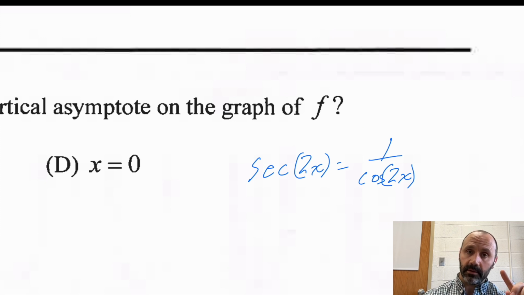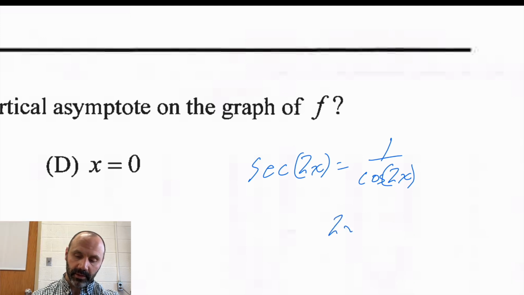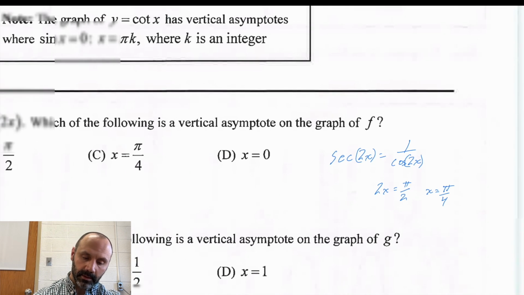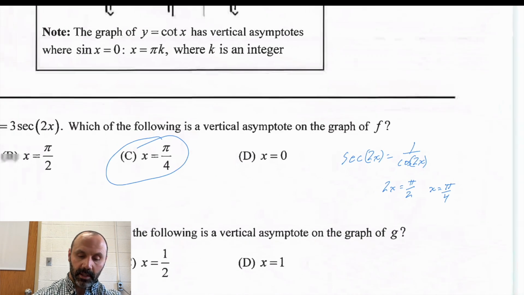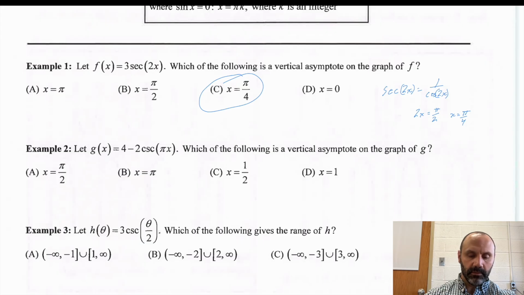So I'm going to have an asymptote at the place where cosine of 2x equals 0. On the standard cosine graph, cosine of theta, I have asymptotes at pi over 2, right? So when 2x equals pi over 2, that's when I would have an asymptote. So that's when x equals pi over 4, and that's option C.